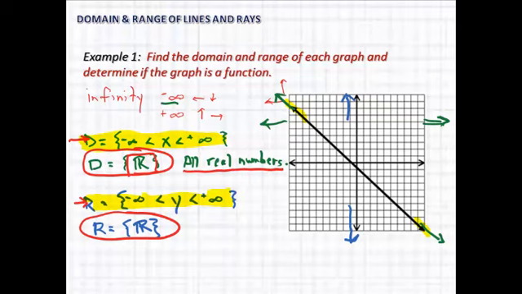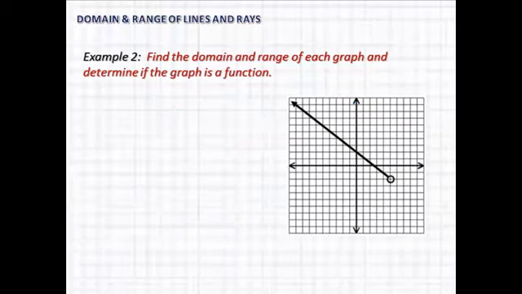Okay, so let's go ahead and look at our next example. In our next example we have kind of like half of a line. If you'll notice, it has an endpoint on the right, but it goes forever to the left and up. Okay, so the bottom has got an endpoint, or the right's got an endpoint, and the left or the top goes on forever. Okay, so we're going to start writing our domain.